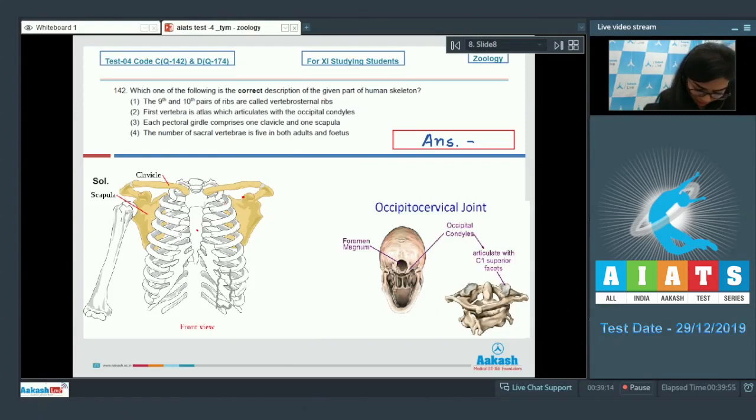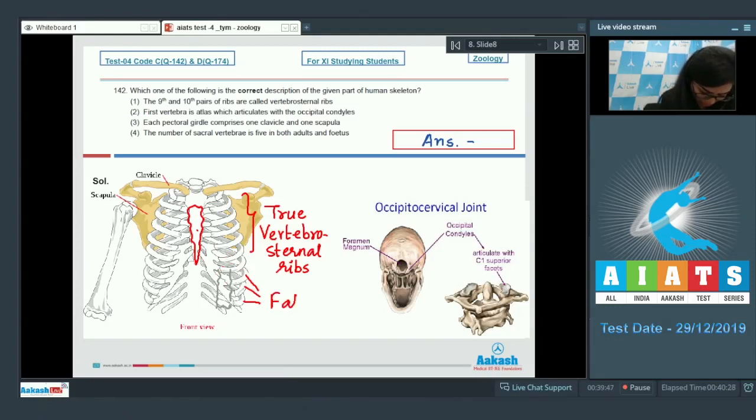The first 7 pairs of ribs are called true ribs. They are dorsally attached to the thoracic vertebrae and are ventrally connected to the sternum. And these are called vertebrosternal ribs. Whereas the 8th, 9th and 10th pairs do not directly articulate with the sternum, they join the 7th pair of ribs and are hence called false ribs or vertebrochondral ribs.